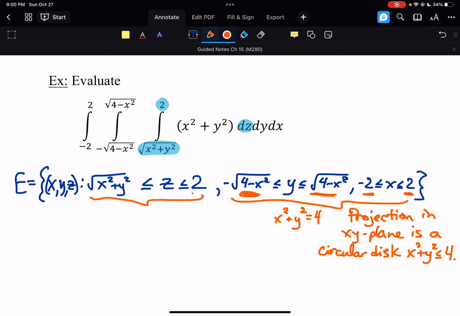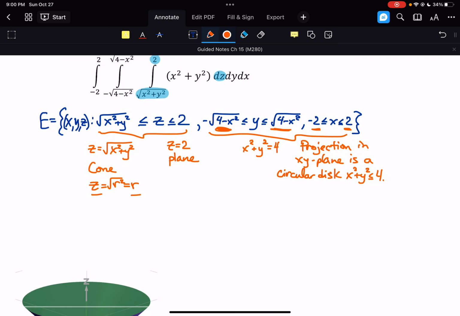Then for the 3D portion of this, this bottom surface, so z equals square root of x squared plus y squared, this is the equation of a cone, a circular cone. Okay, and if you converted this, this would be z equals square root of r squared, or just z equals r, which we just saw a little while ago as the equation of a cone. And then z equals 2, of course, is just a plane. So we're going between a cone and a plane, and we're above a circular disk.